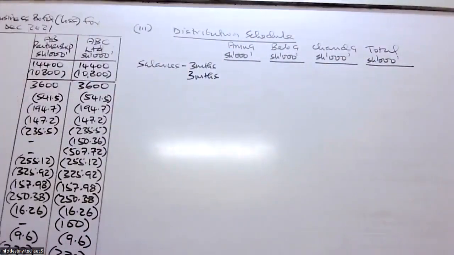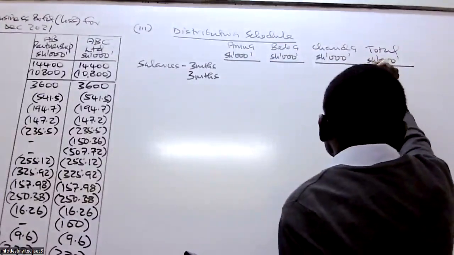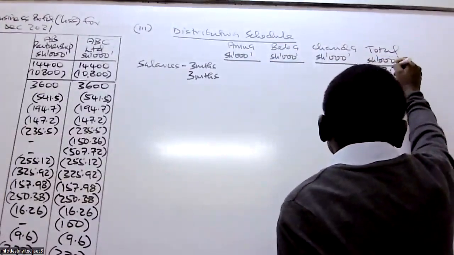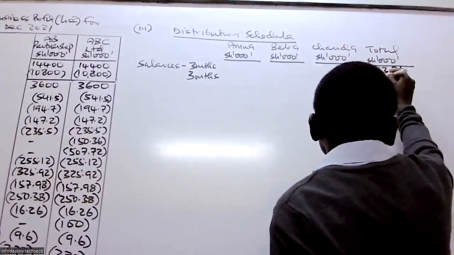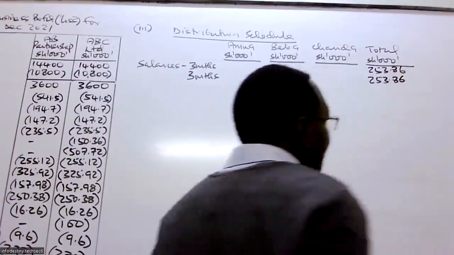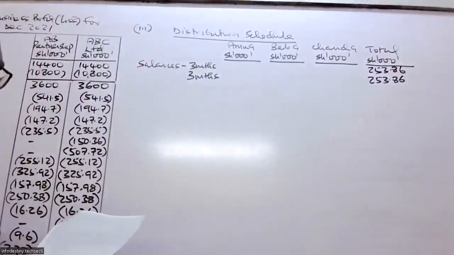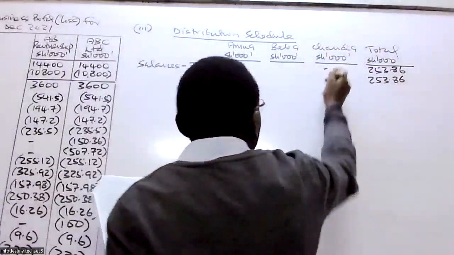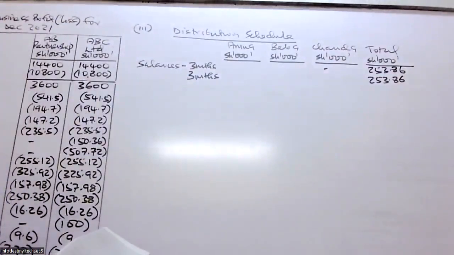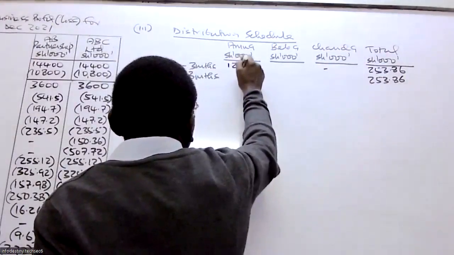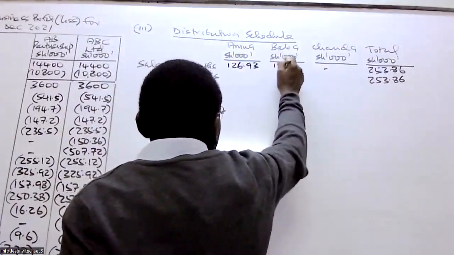So the total salaries will just share half for 3 months each. The total salaries is 507.72. Divide that by 2 and you get 253.86, and here also 253.86. Now salaries for the first 2 partners share 2 equal, so you get half of 253.86, which is 126.93.